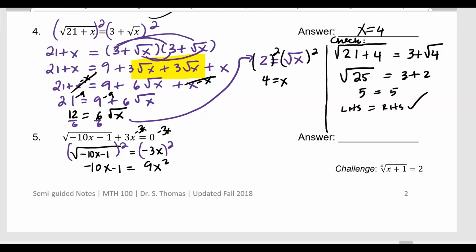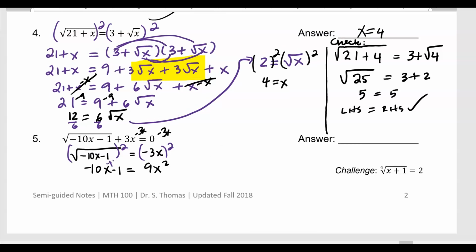We can't get rid of that x squared term, so we're going to move everything to the right side. We're going to add 10x to both sides first, and we're going to add 1 to both sides. So now we have 0 on the left side equals 9x squared plus 10x plus 1, but we can factor that, and I'm going to guess at the factors.